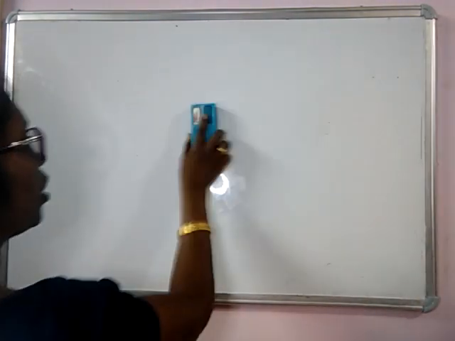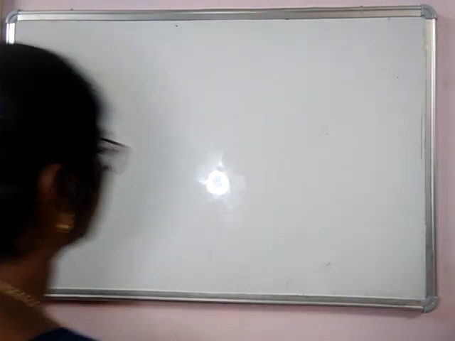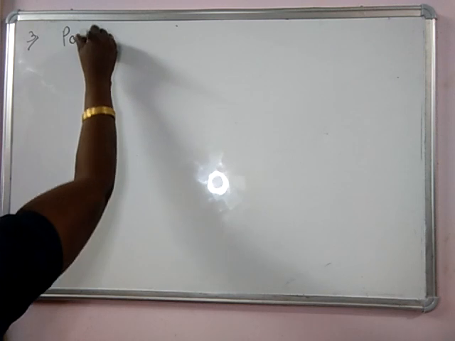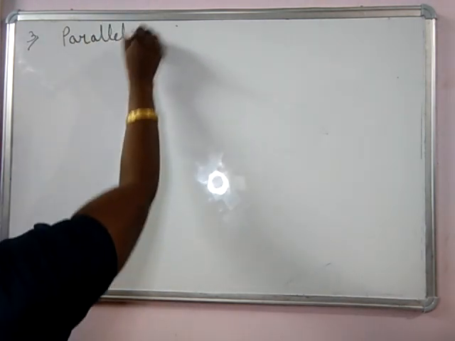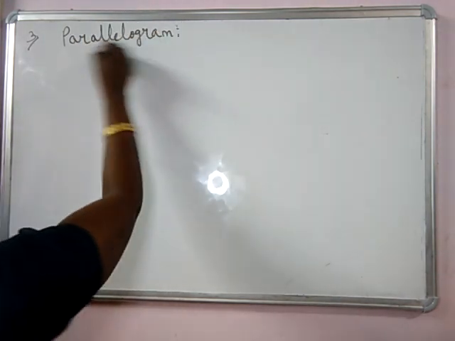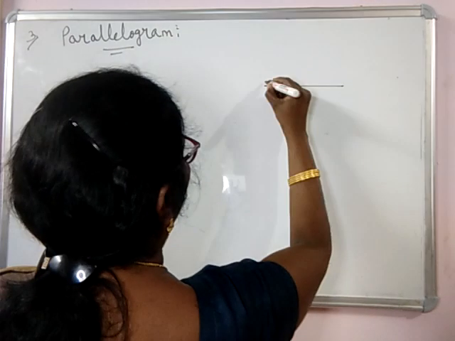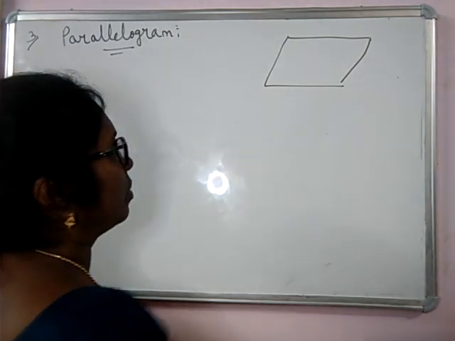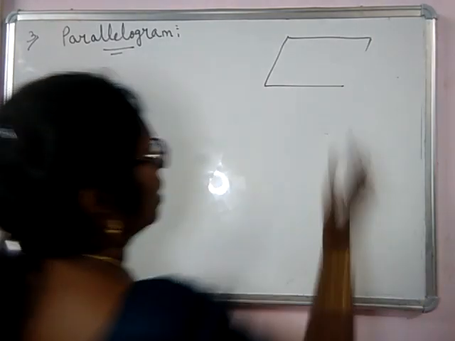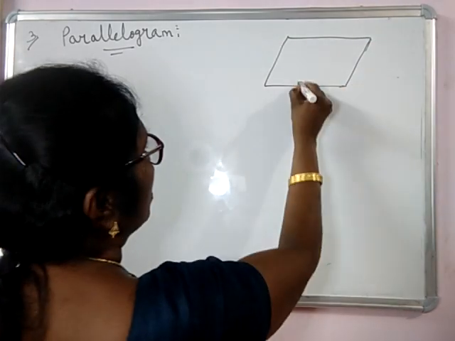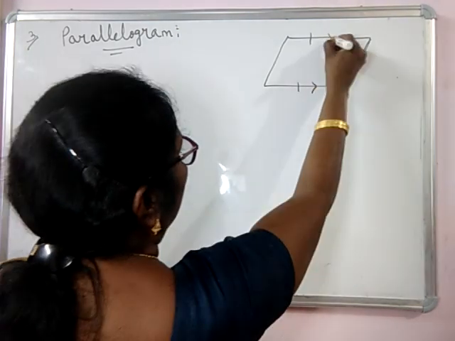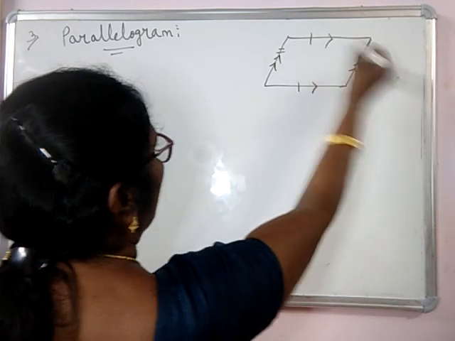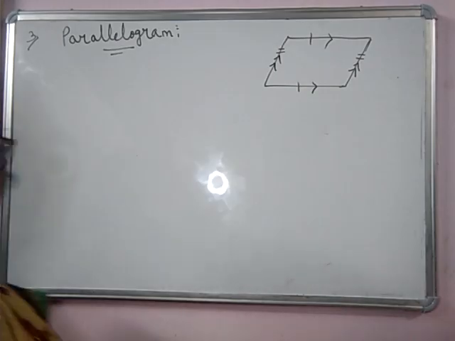Now, third special type of quadrilateral is parallelogram. You know that a parallelogram is a quadrilateral in which opposite sides are parallel and also equal. These two are opposite sides, equal and also parallel. Similarly, these two are parallel and also equal.